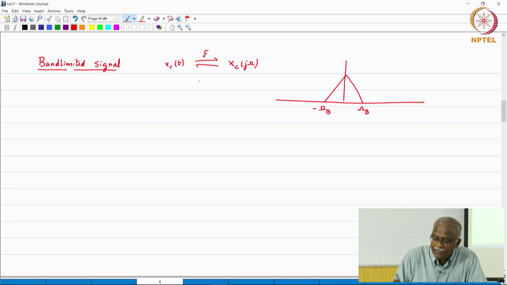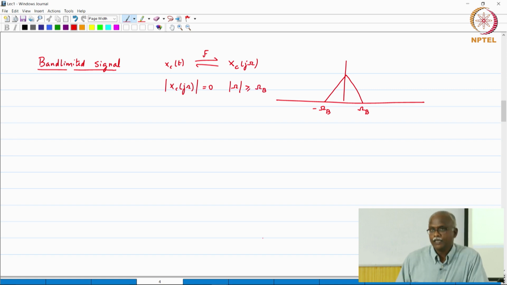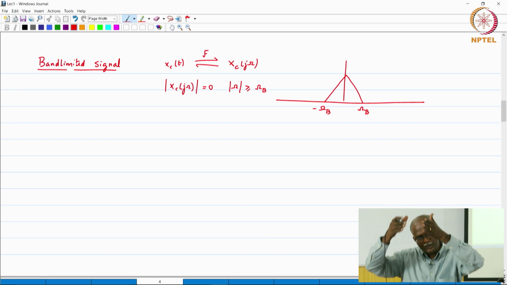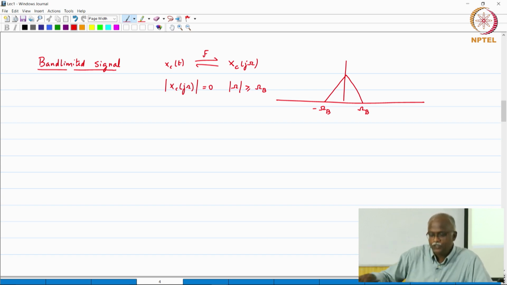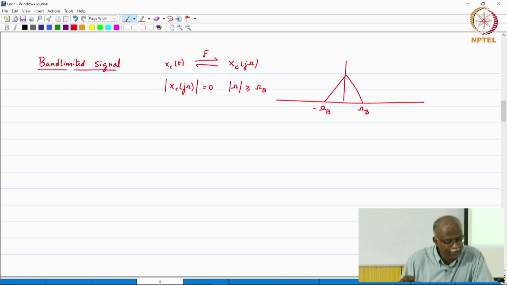So the property that this particular signal is satisfying is that xc of j omega is equal to 0 for mod omega greater than or equal to omega b. In other words, your spectrum has died down to 0 by the time you hit omega b, and there are no spectral components outside of that.